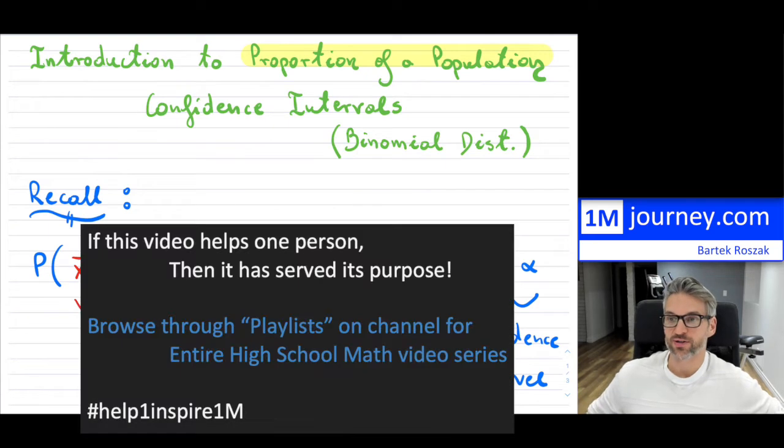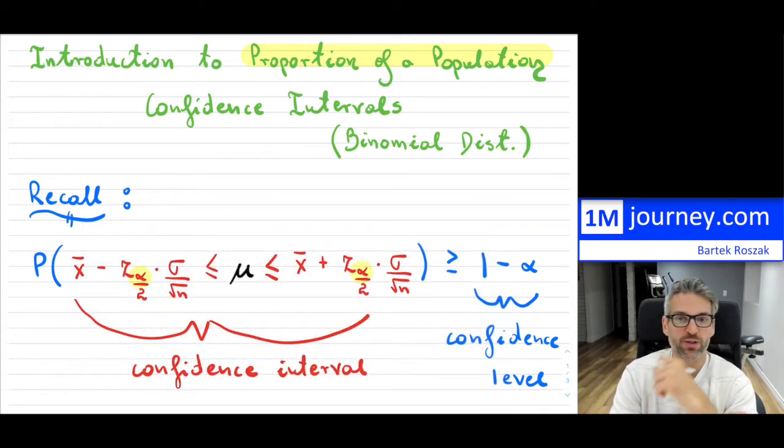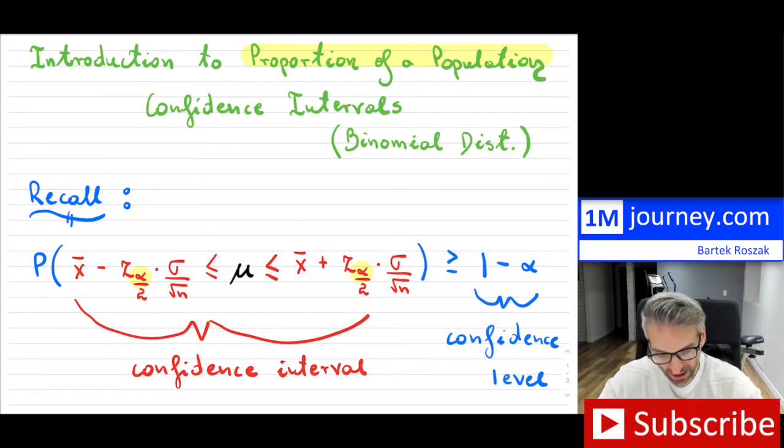Happy return. So, introduction, I guess, continued with regards to confidence intervals, except this is for proportion of a population. So it relates back to binomial distributions.